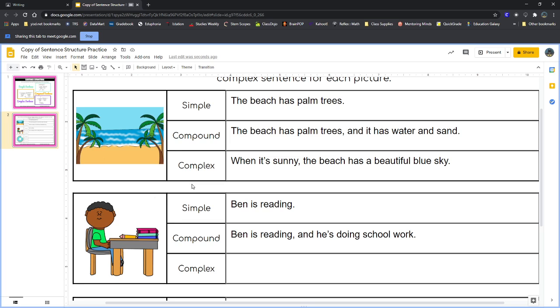Now we need a complex sentence. Complex sentences are like simple sentences, but then you add a little more detail or a little more explanation. Noah, did we still have our hand up from earlier, or do you have an idea for the complex sentence? Okay, what's your idea, Noah?